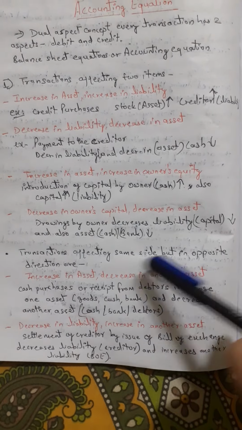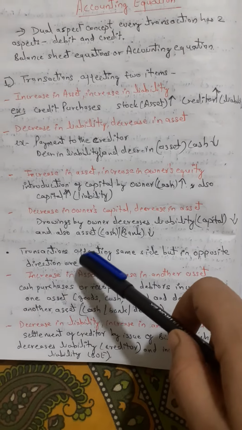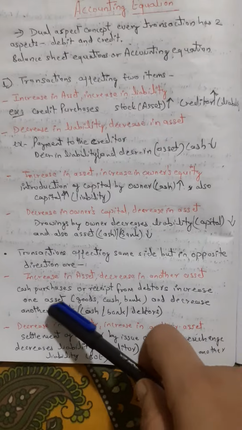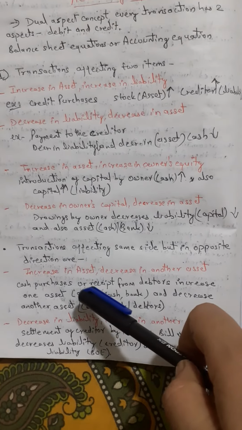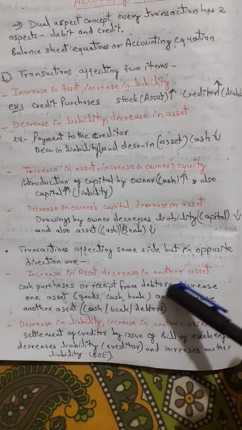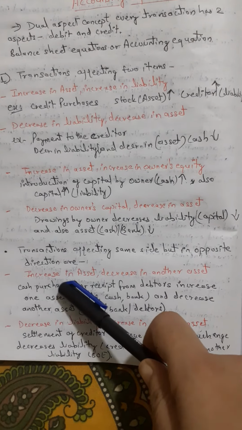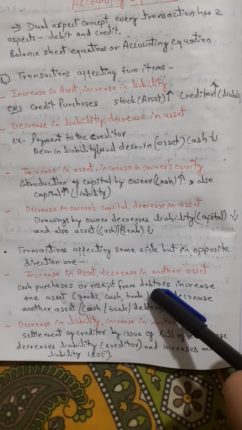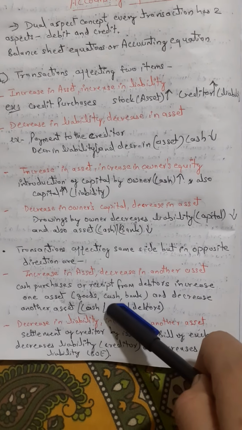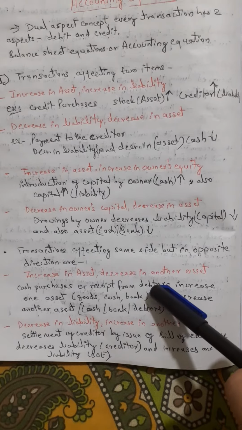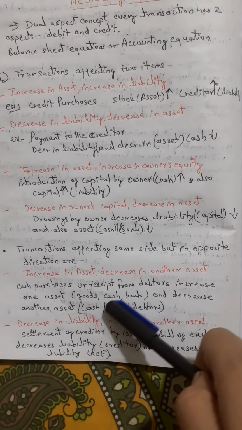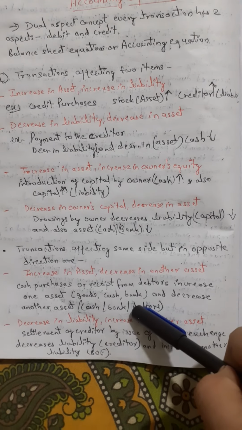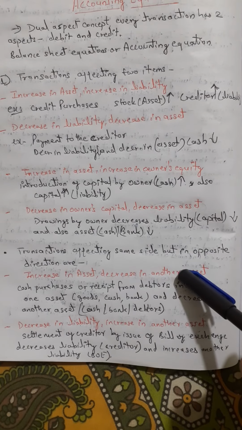Transactions affecting the same side but not in opposite directions, like only the asset side will be affected or only the liability side will be affected. Increase in one asset and decrease in another asset. Say, if you made a purchase on cash or received from the debtors, it will increase one asset. If you purchase the goods on cash, your stock gets increased. If you have recovered an amount from any debtor, your cash or bank will increase. Why cash or bank? Because you may have received a cheque or cash. That's why cash and bank both are written. And decrease in another asset: cash, bank and debtors. That means increase in one asset and decrease in another asset.